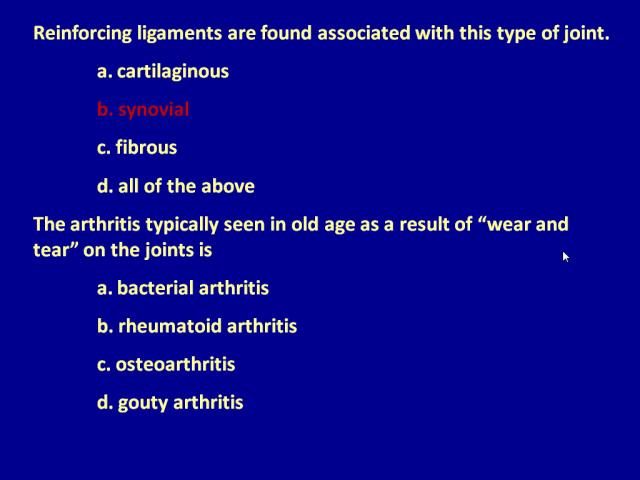The arthritis typically seen in old age as a result of wear and tear on the joints is bacterial, rheumatoid, osteoarthritis, or gouty arthritis. It's osteoarthritis. All of us will have osteoarthritis if we live long enough. The others, not necessarily.